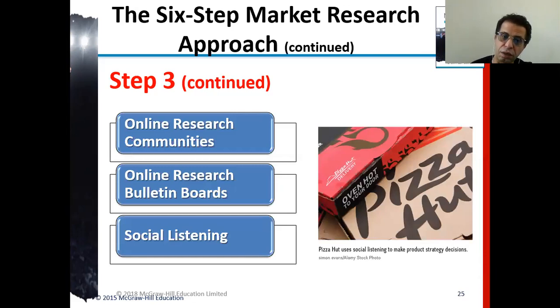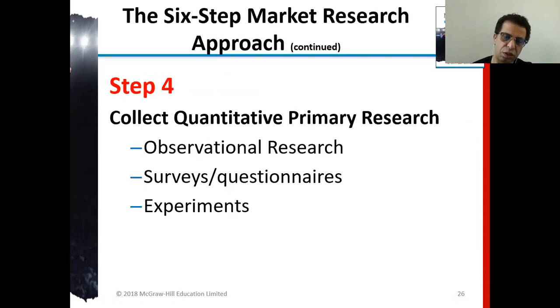Now we're still in step 3, which is most important, where we do online research communities. We also do online research bulletin boards. We also do social listening. Pizza Hut uses social listening to make product strategy decisions. In social listening, they will set questions to some groups. Is the pizza cheesy enough or not? Is it warm? These are the things they use social listening for.